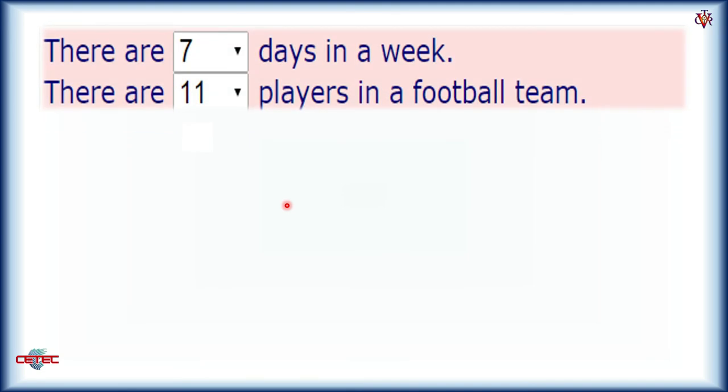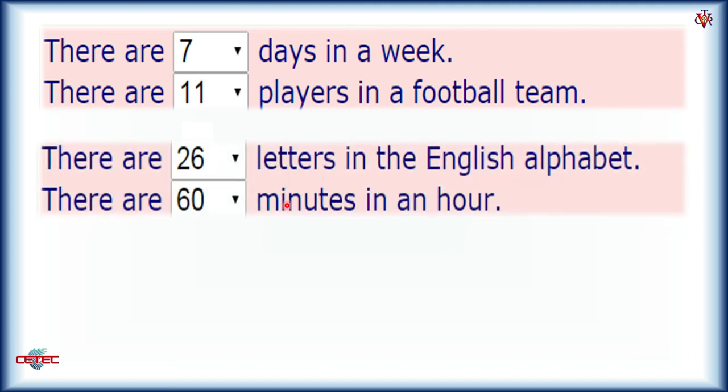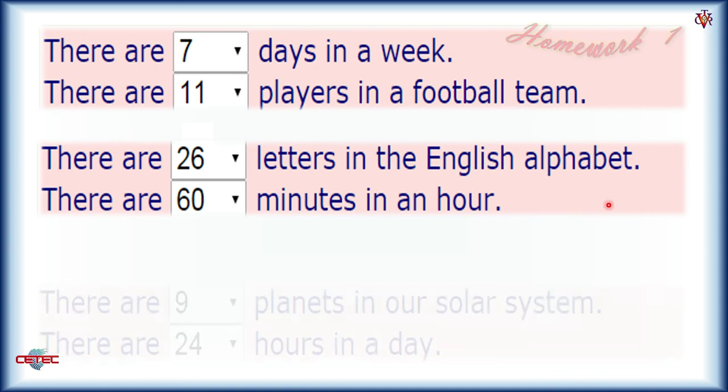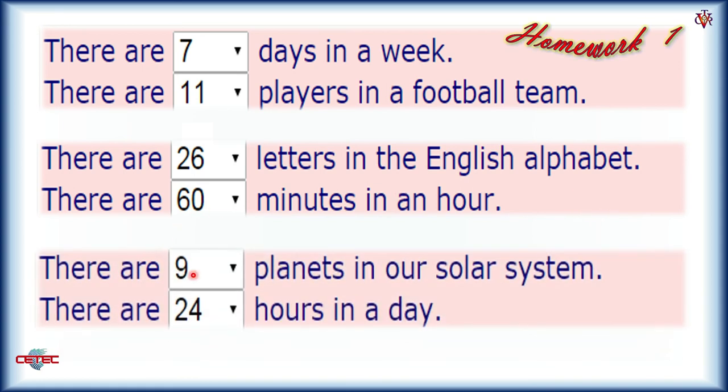Let's see. Homework number 1. There are 7 days in a week. There are 11 players in a football team. There are 26 letters in the English alphabet. There are 60 minutes in an hour. There are 9 planets in our solar system. There are 24 hours in a day. Don't forget, check your answers in homework number 1.